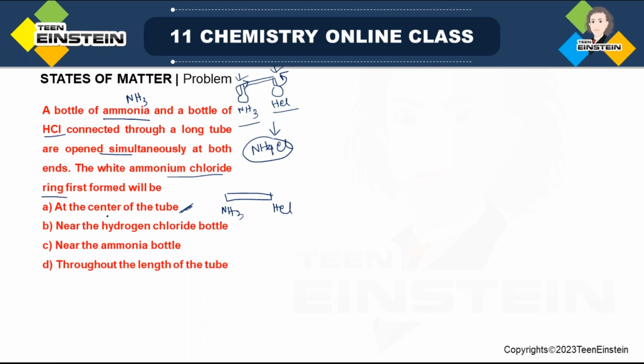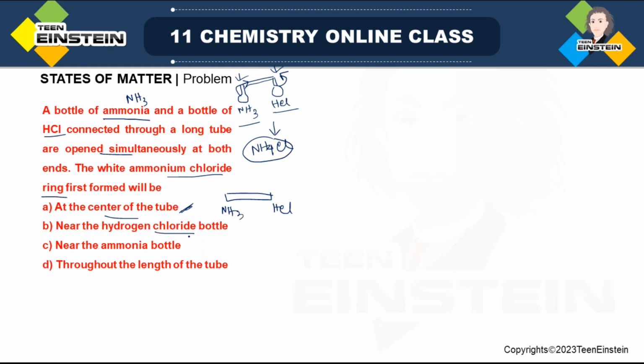So is it at the center of the tube, or is it near the HCl bottle side, that is the right hand side, or is it near the ammonia side, that is the left hand side, or another option, throughout the length of the tube, that is, it will be all over the tube. Now which one is correct?